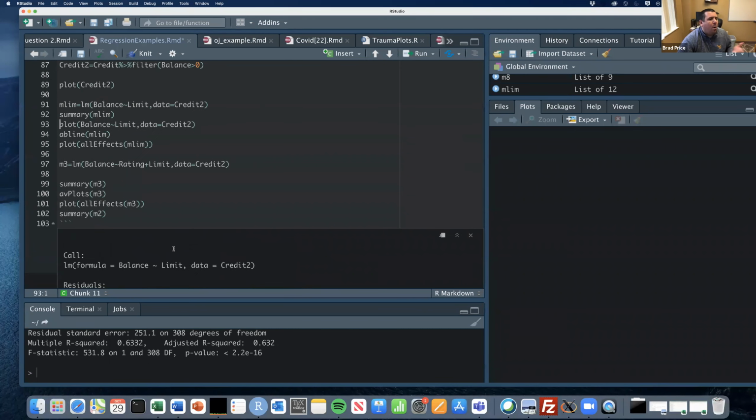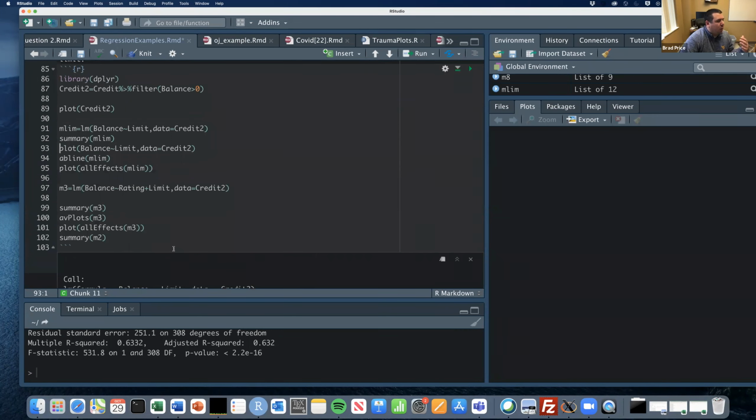Now, the one we talked about was rating, right? We put limit in. We said we still have rating out there. Now, based on what you know and what we've talked about all week, if I have credit limit in the model, and we know credit limit and credit rating have a strong relationship, should we put credit rating in the model? Think about it again. Credit limit and credit rating have a strong relationship with one another. If I already have credit limit in the model, do we expect credit rating to be useful?